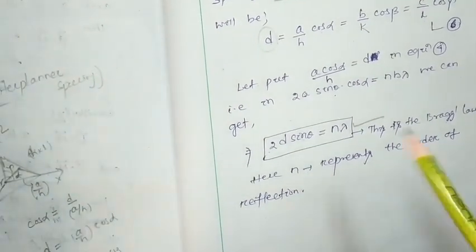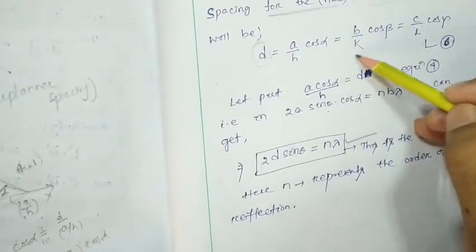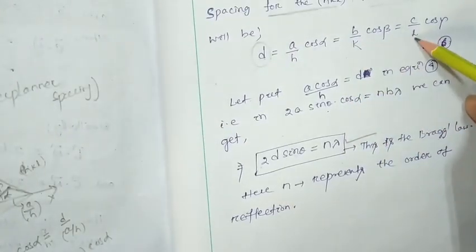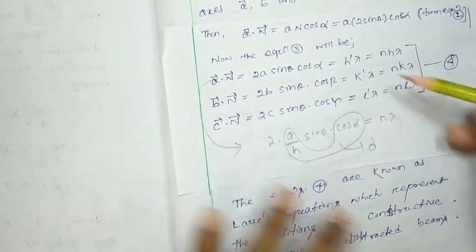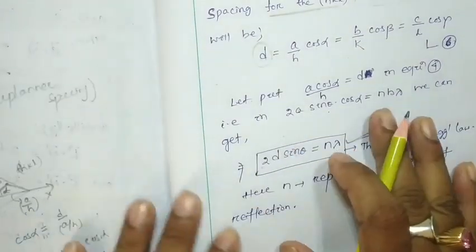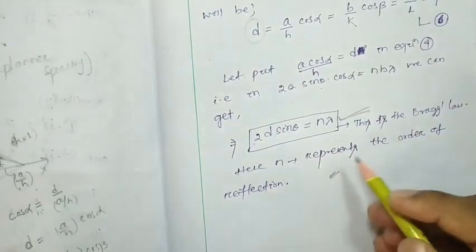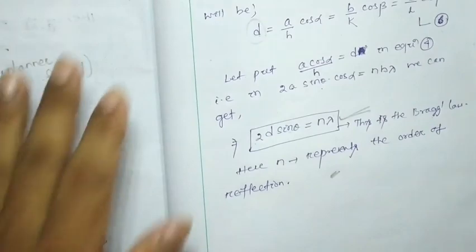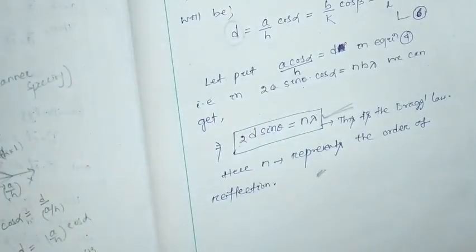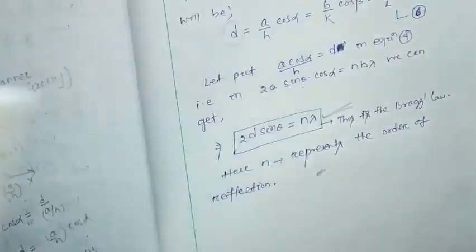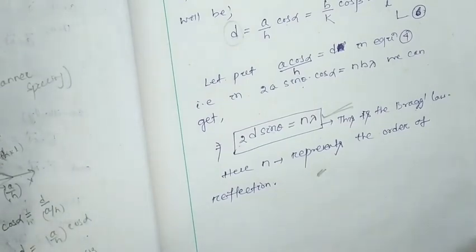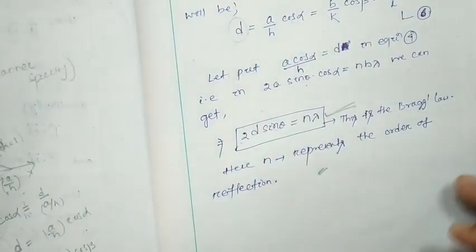Likewise, we can also consider b by k cos beta and c by l cos gamma. For these two equations we are going to get the same result. So this is the validation of Bragg's law. If it is an 8 mark question, you have to write up to this much. Go through this video properly, and also go through the videos whose links I have given for interplanar spacing and Bragg's law, for better clarity of your understanding.